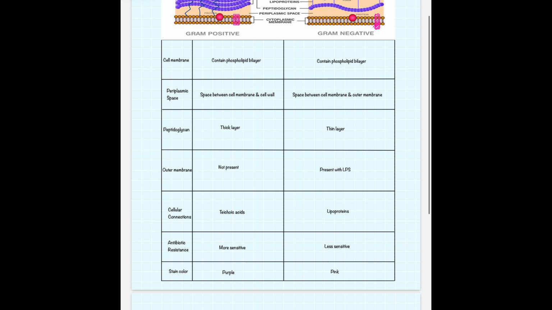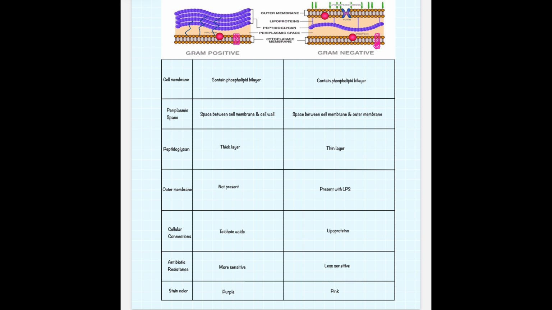Moving on, we're going to talk about how resistant these guys are to antibiotics. Since most antibiotics target the peptidoglycan cell wall, the gram-positives are more sensitive to these antibiotics because they don't have an outer membrane that could protect them. So the drugs that target these enzymes in the cell wall can just reach their targets and affect them, causing the cell to burst due to not having this cell wall.